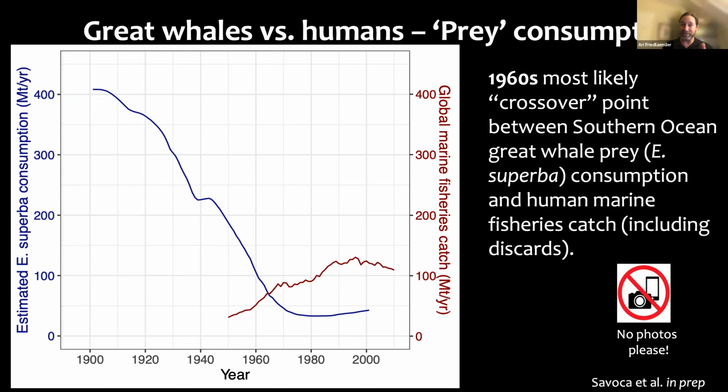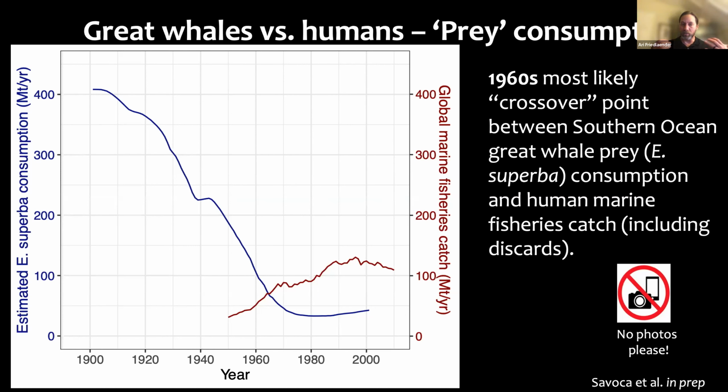And what he shows here is that the 1960s was most likely this crossover point between when there were few enough whales and enough commercial fisheries that humans became the largest consumer of things in the ocean. But what's amazing to me is that if you look back at the beginning of the 20th century, whales were taking out 400 million tons a year of krill as a natural predator in that ecosystem, which is absolutely astonishing to me.